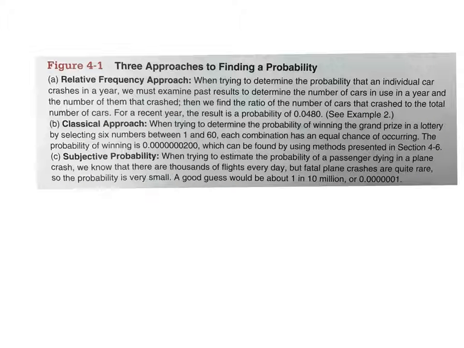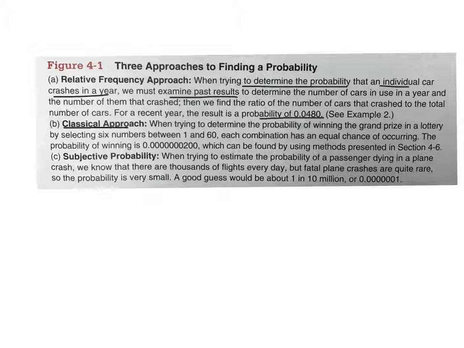Okay, I don't know if you can read these or not. There's an example of each one. Relative frequency approach says when trying to determine the probability that an individual car crashes in a year, think about how hard it is to figure out. I can't do that mathematically. So what we do is we examine past results to see what's happened in the past. For a recent year, the result gave us a probability of 0.048, which is like a 4.8% chance that a particular car would crash in a year. Again, that's based on what's happened in the past.